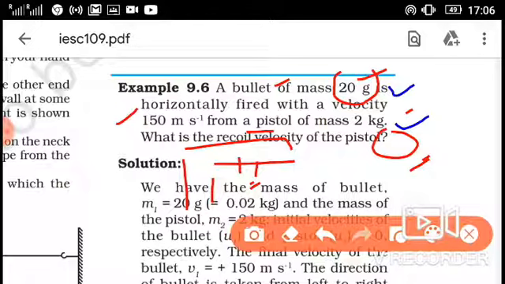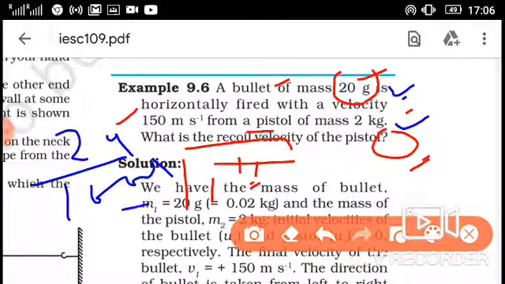So you have to change the mass of bullet. Either you can change the mass of bullet or mass of pistol. Here I just change the mass of bullet, 20 grams. We need to convert it into kg, so we divide 20 upon 1000. So cut 0 to 0 and after 2 you just put point, like 0.02 kg.